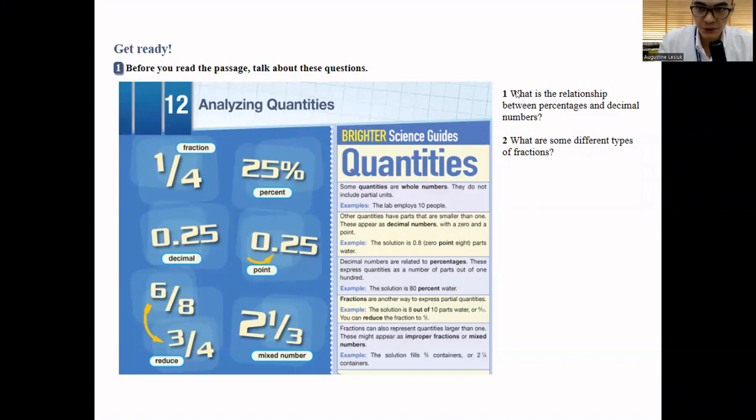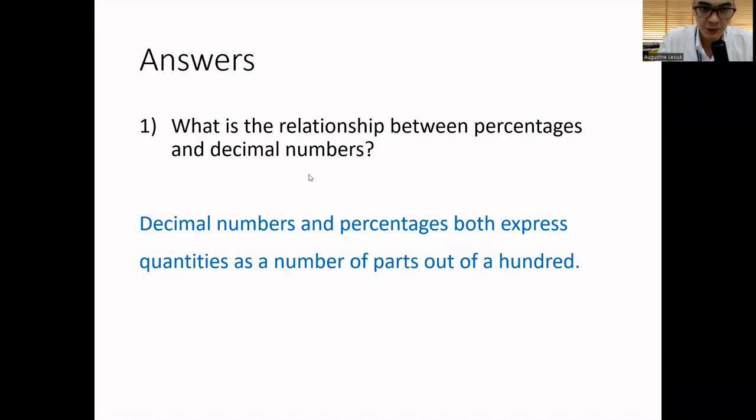Here are the answers. For the first one, what is the relationship between percentages and decimal numbers? Decimal numbers and percentages both express quantities as a number of parts out of 100. So they represent parts of a whole, but specifically out of 100, right?